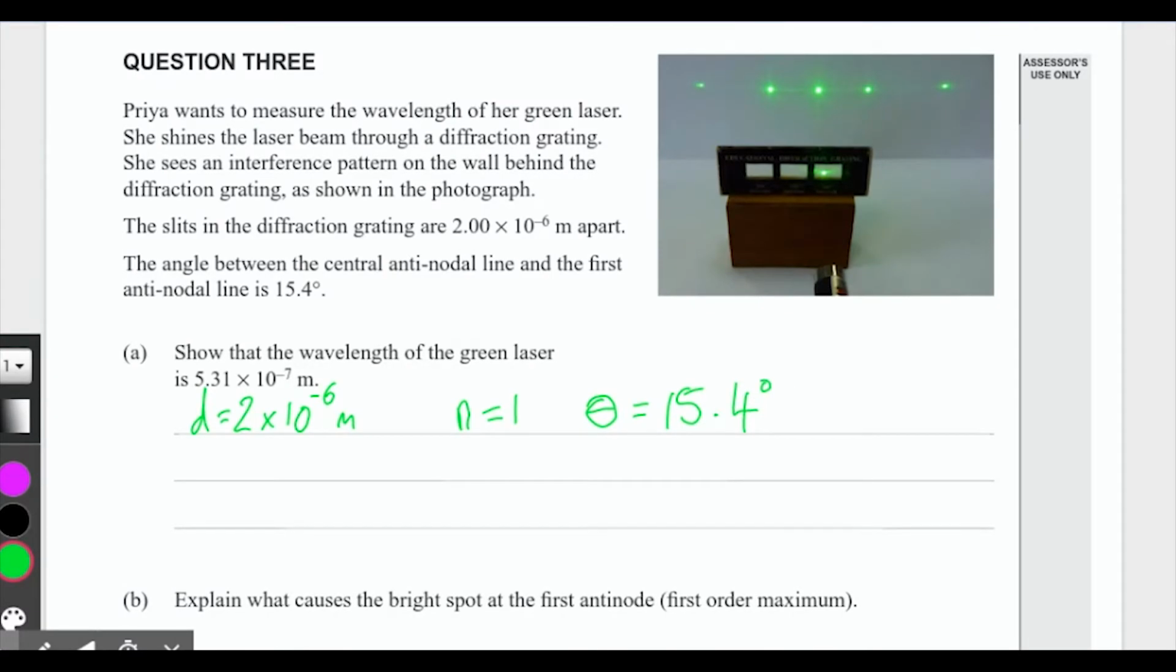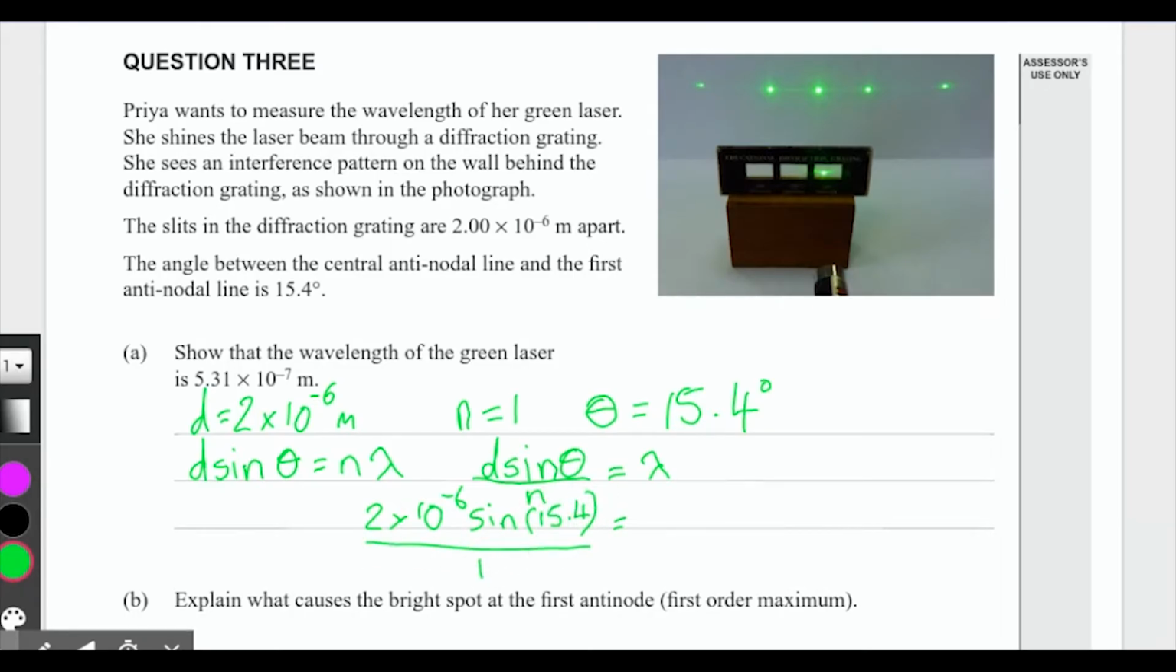And we are asked to find the wavelength. Now, the equation you are given on your formula sheet is that d sine of your angle is equal to n lambda, which means that d sine theta divided by n is equal to your wavelength. Now, if we put in our numbers, we get 5.31111, okay, and we'll round that to 5.31 times 10 to the minus 7 meters. Don't forget your units, and that is fortunate because that's exactly what we're asked for.